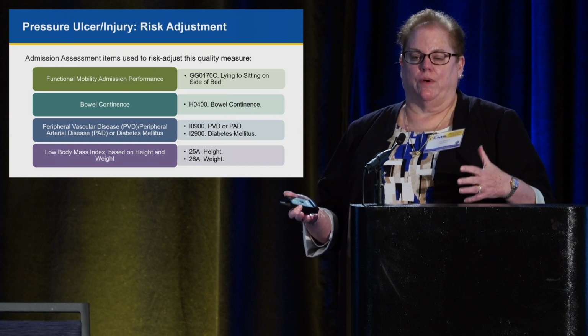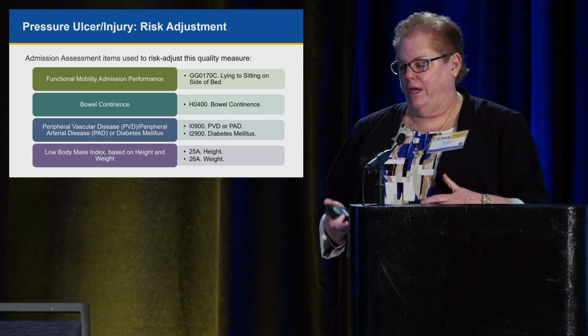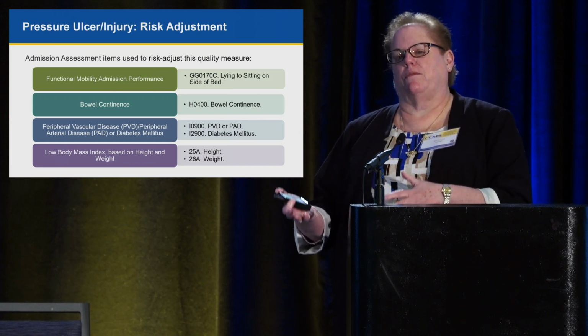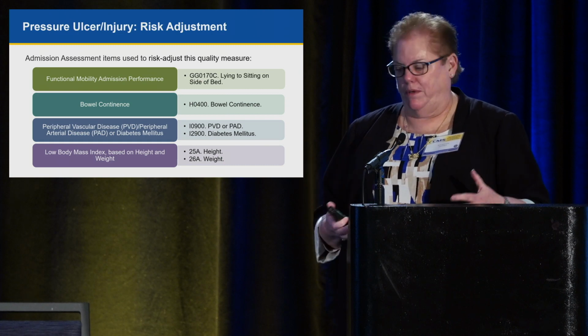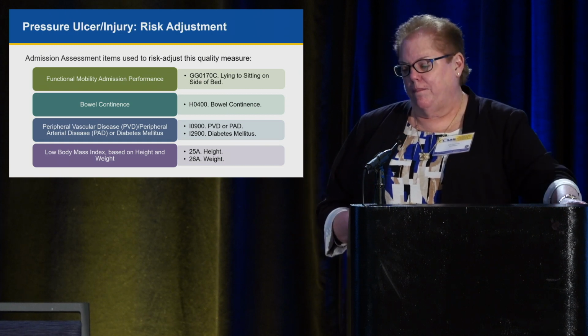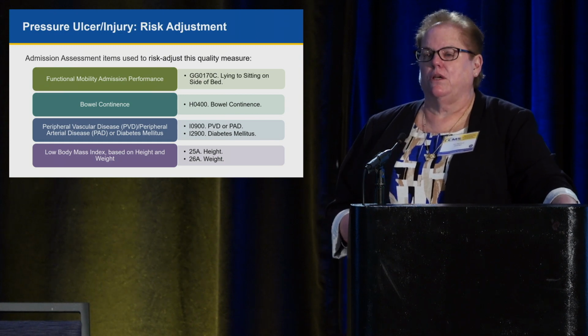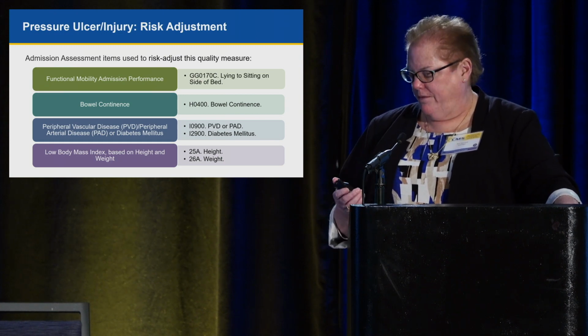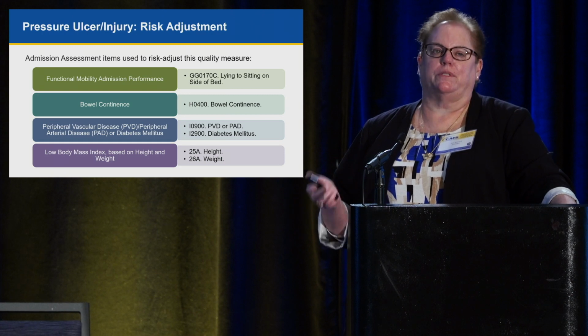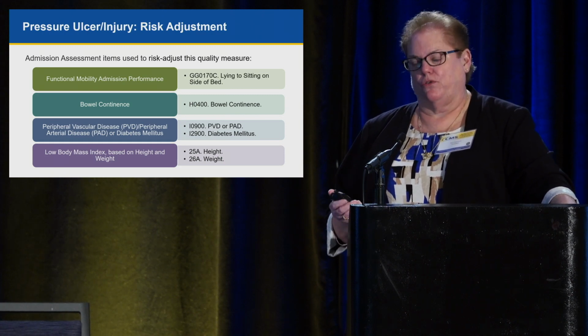It's a mobility issue, right? So if someone has difficulty getting from a lying to a sitting position, those tend to be more dependent people. Bowel continence, H0400. If someone tends to have incontinence of the bowel, it puts them at higher risk for pressure ulcers or injuries.